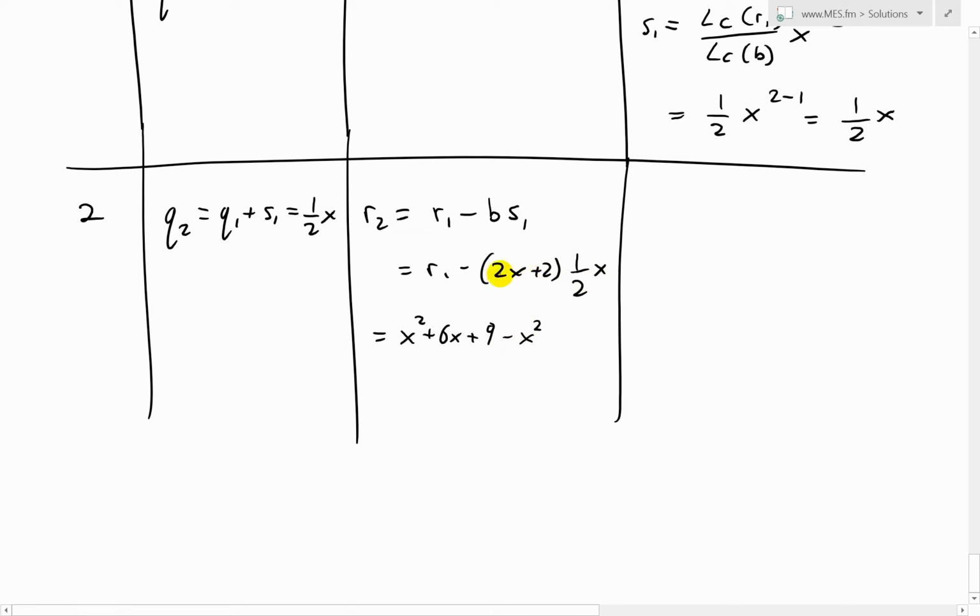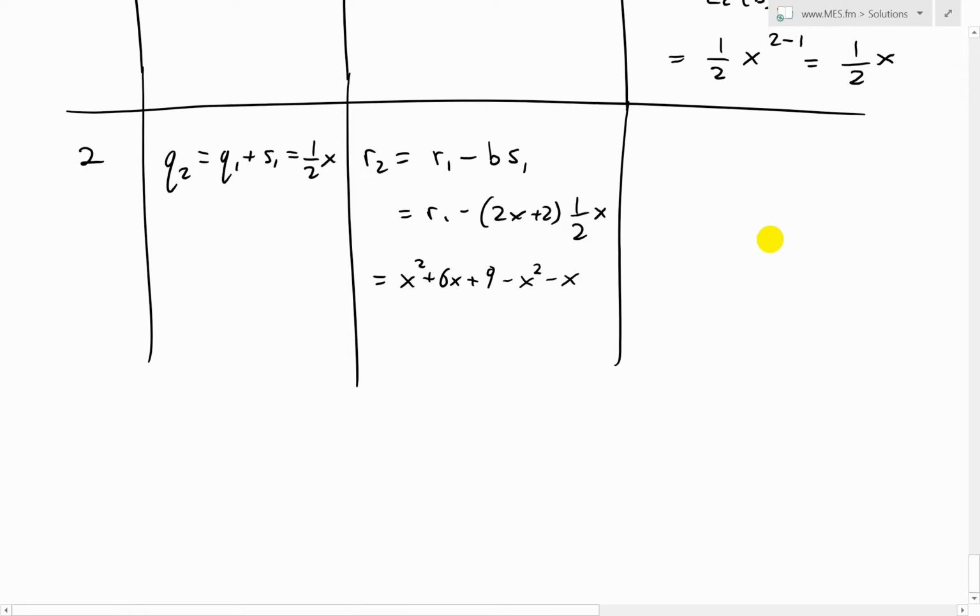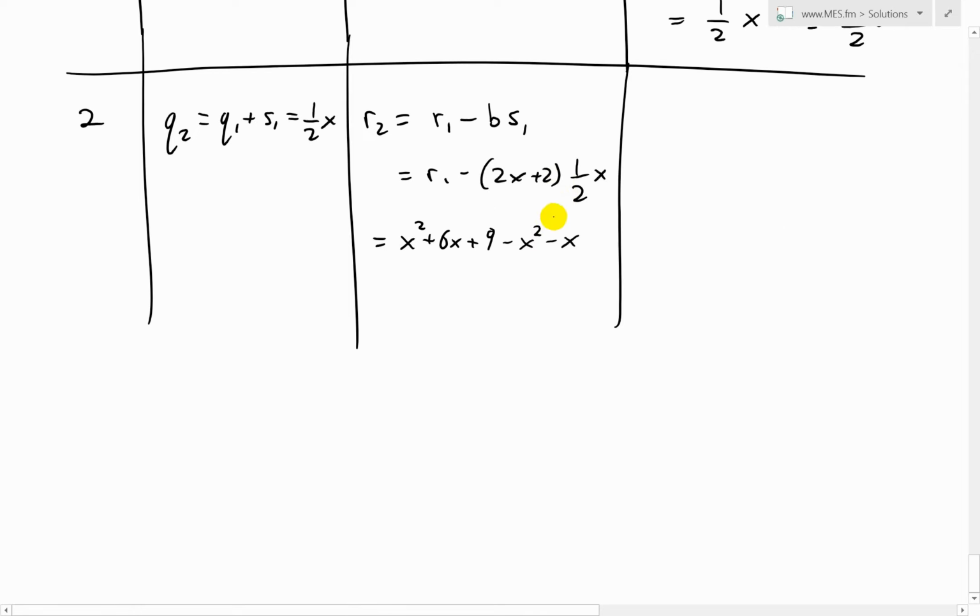And then here again, minus 2 times x over 2, the 2's cancel, minus x, like that. Notice what we have here. This cancels with this, and then this one, and here we add those up. This equals 5x plus 9, like that. Exactly as long division, where we had 6x minus x is 5x, and we carry the 9 down. We have 5x plus 9.